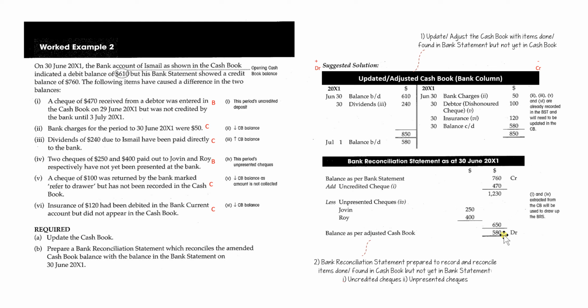Credit balance as per bank statement is the same as the debit balance for the adjusted cash book. So as you can see over here, 580. That means you have done the question correctly. Okay, so that's all for the question. Thank you.